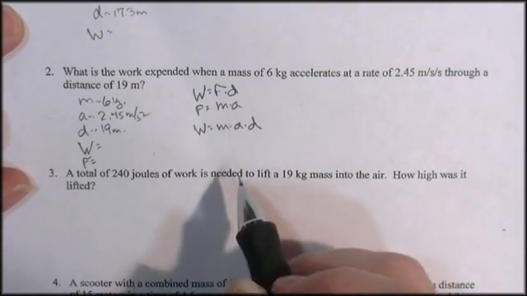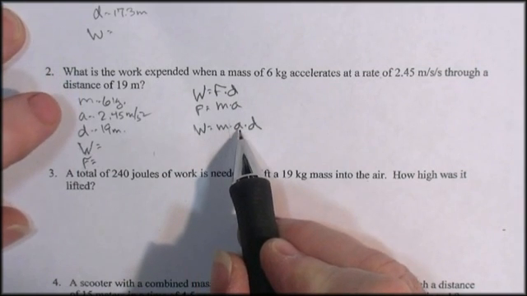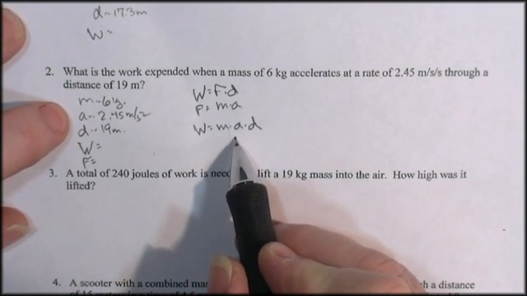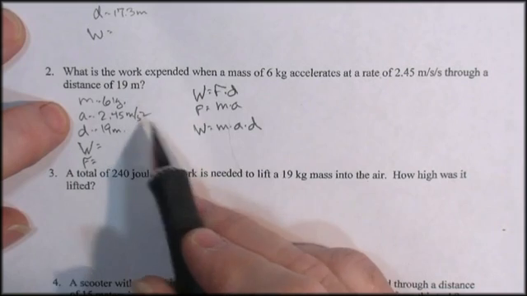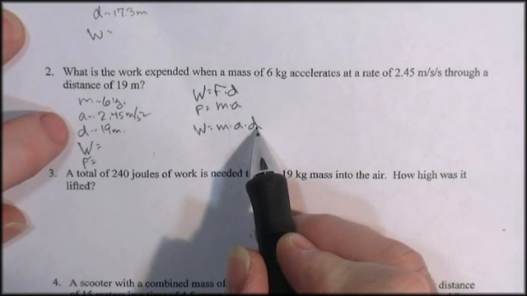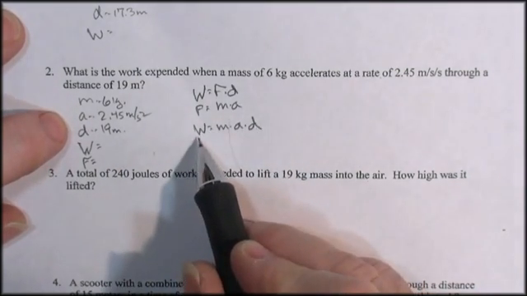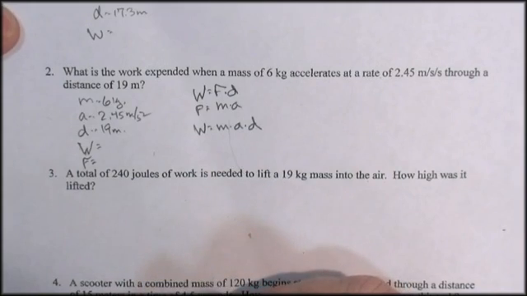Or work makes me mad. Plug in 6 kilograms, 2.45 meters per second squared. That gives you a number, and the units would be newtons. And then multiply by 19 meters. Newton meters would give you work units of joules.